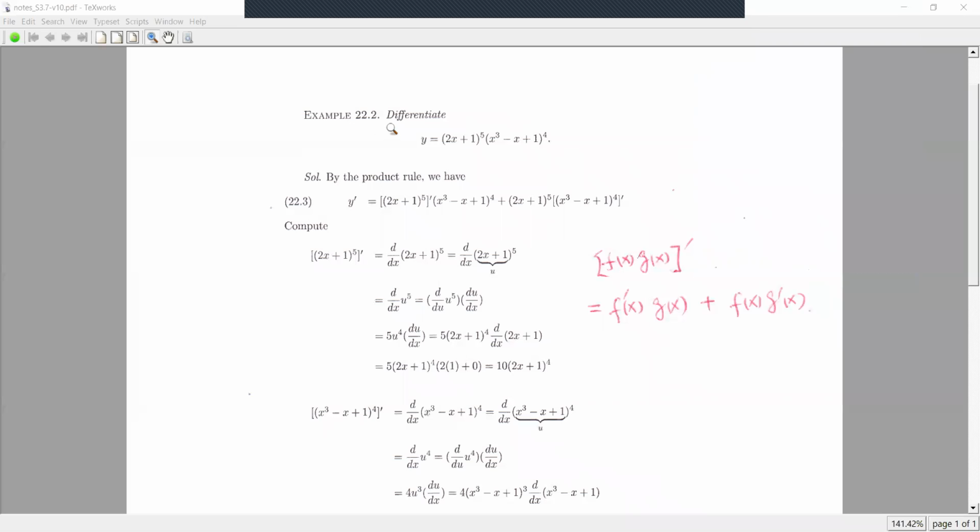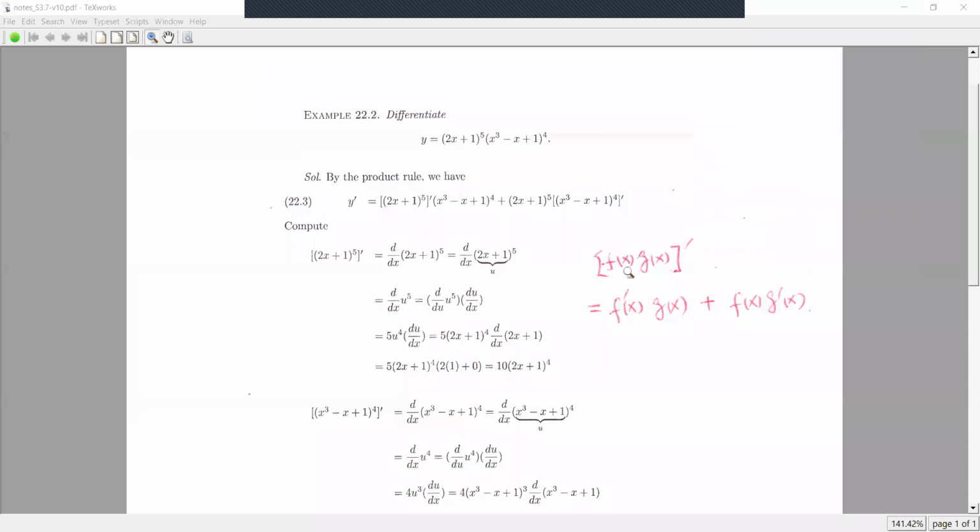Example 2. Differentiate this function. Please note that this function is a product of two functions. The first function is (2x plus 1) to the fifth. And the second function is (x to the third minus x plus 1) to the fourth. Because the function is a product of two functions, to compute the derivative of this function, we need to use the product formula.